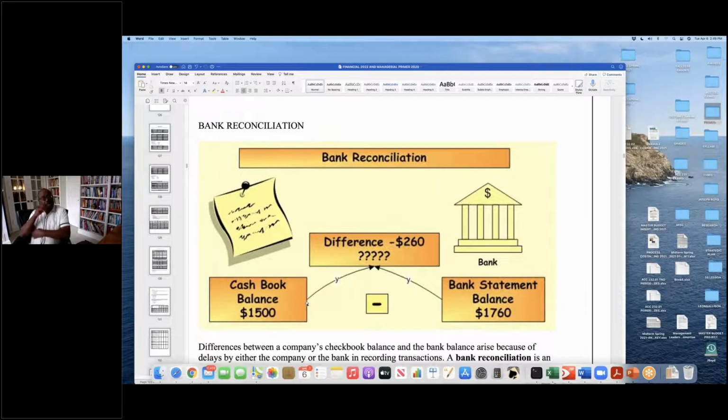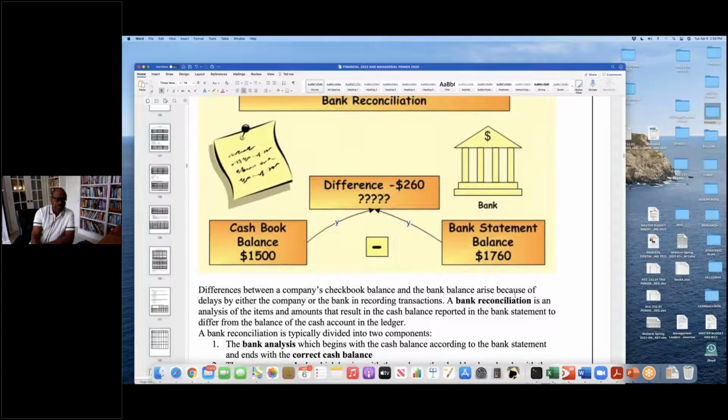Let's move on to bank reconciliations. Sometimes if you're running a company, and even personally, your cash account may show one balance and the bank statement shows something else. And so each month, a company is going to reconcile its bank statement. That's a key control process for the cash, to see why a difference exists.